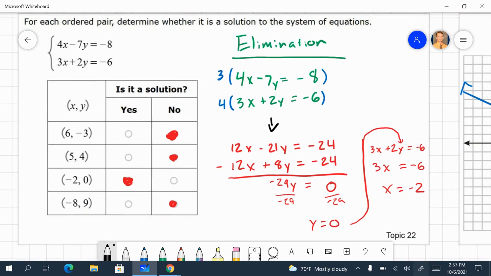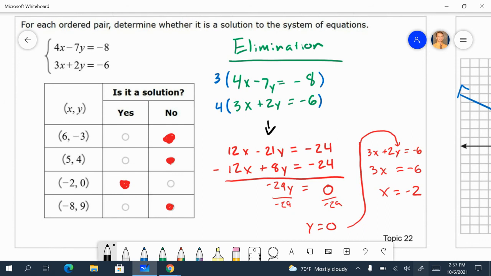Okay, moving on to topic number 22. Topic number 22, probably the easiest way to do this one is through elimination, which is something I think you guys have done plenty of in Algebra 2. So that's what I chose to do on this one. It's giving us two equations, and it looks like it's going to be pretty easy to use elimination on them.